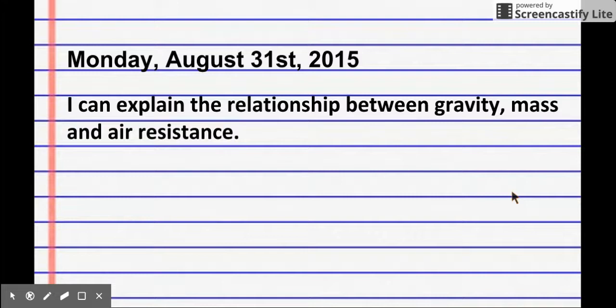You should have your science journals open this afternoon, and your pencil should be in your hand. And we're going to write Monday, August the 31st on the top right hand corner of our notebooks at the computer center, excuse me. And today's objective is I can explain the relationship between gravity, mass, and air resistance.